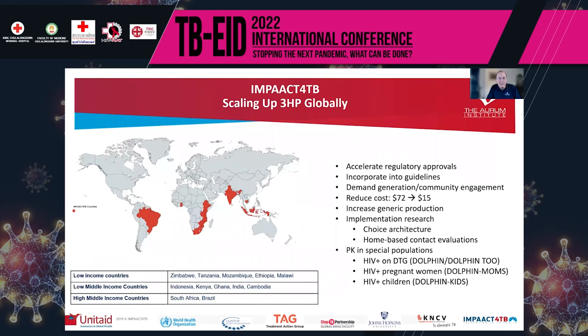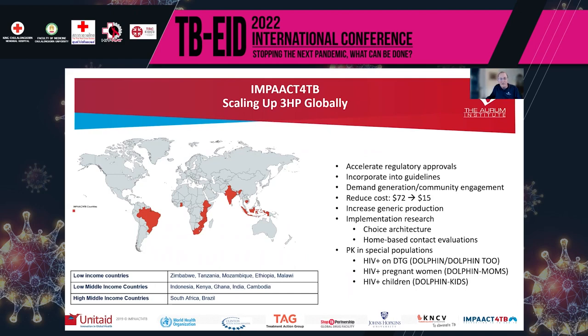So what are we going to do about all these new regimens that we have? Well, this is work that's funded by Unitaid, led by the Orem Institute and partnered with Johns Hopkins, KNCV, TAG, and the Clinton Health Access Initiative. And this Impact for TB project is scaling up 3-HP and now 1-HP in a dozen countries around the world, targeting particularly people living with HIV and children who are household contacts.